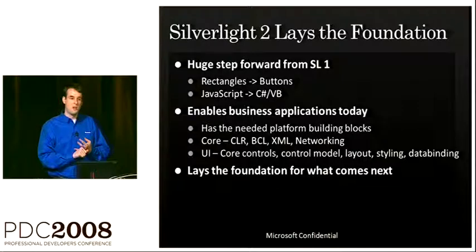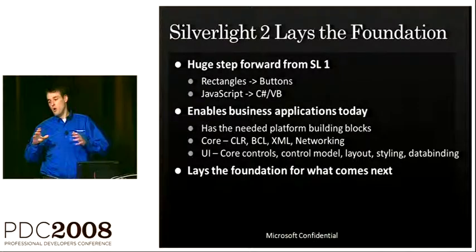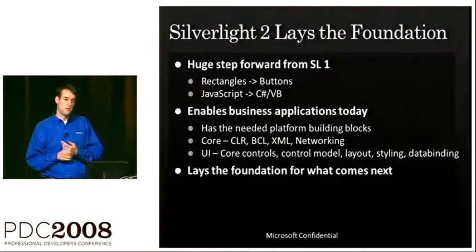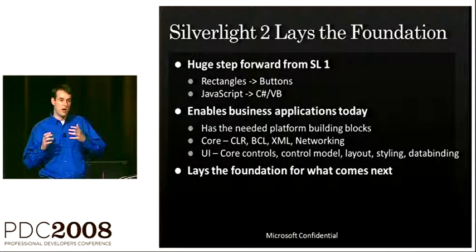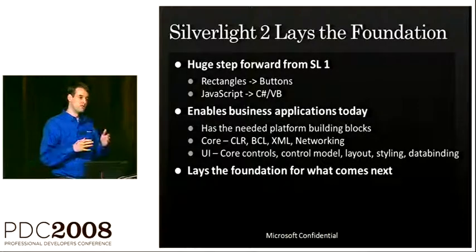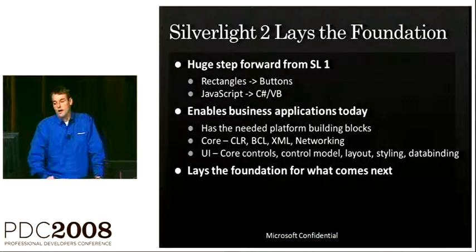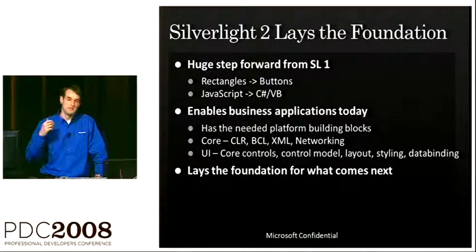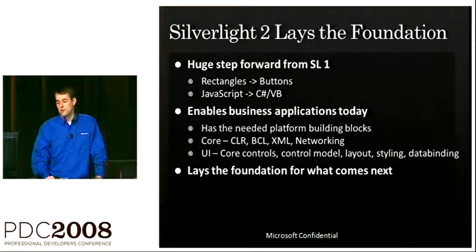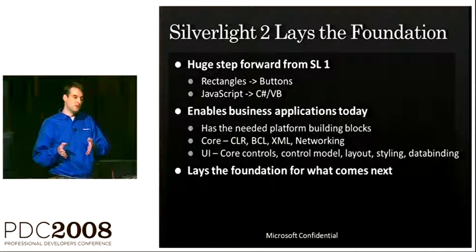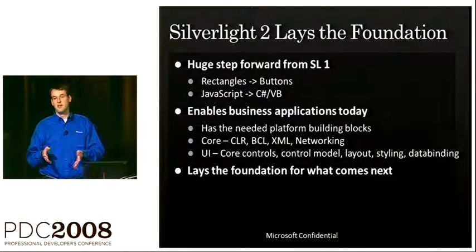5 different ways to do networking in Silverlight. We've got a whole host of those types of things, and the UI layers come a mile, right? Like we have a core control model. We have a ton of controls that we ship with Silverlight 2, a Silverlight 2 control toolkit that's providing even more down that pipe, but we've got all of the things that you would expect, like layout and styling and data binding. The building blocks are really starting to come online. So Silverlight 2 enables you to build a lot of stuff today, and it lays the foundation for what comes next.